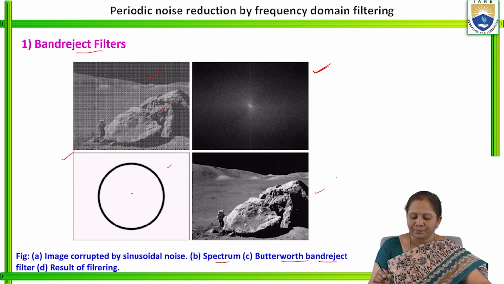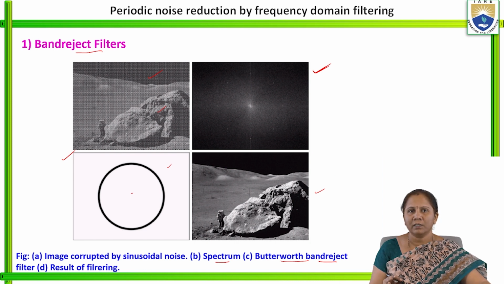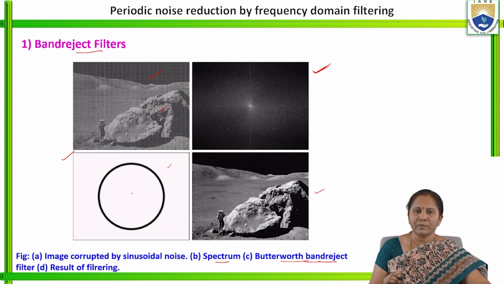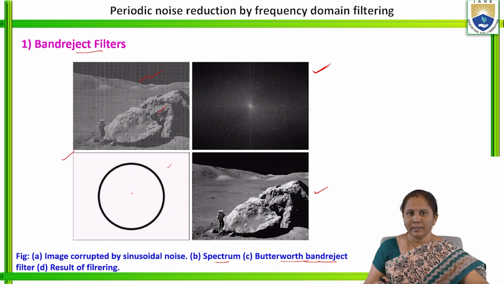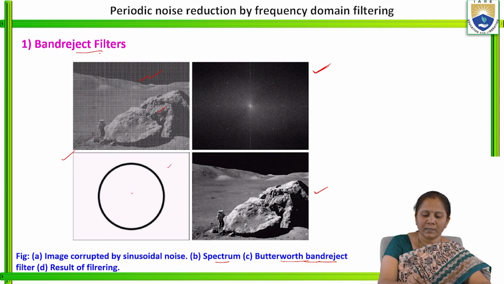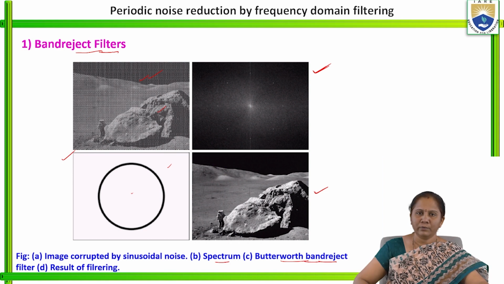And this is the output image after the filter is applied. Here we have considered the Butterworth band reject filter. After applying the Butterworth band reject filter on this degraded image, this is the output image. So it is a noiseless image. So this is about the band reject filter.